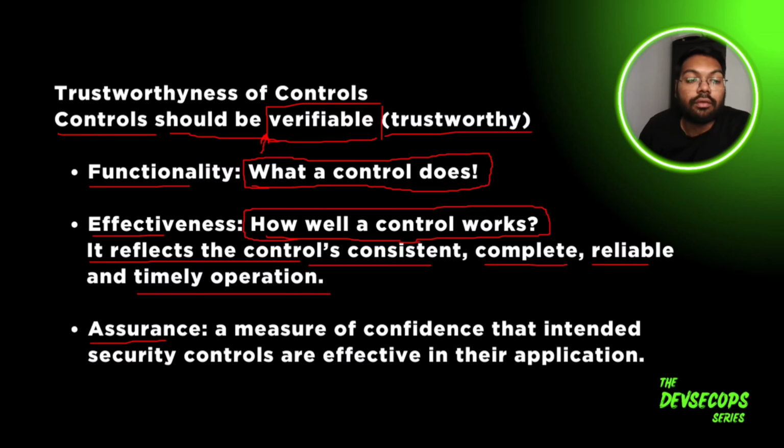Then what is the assurance of this firewall or this control that we are applying? Assurance is a measure of confidence. Okay, how reliable it is. Confidence that intended security controls are effective in their application. So let's say some firewall is there and it is not able to block a particular range of IPs. Then is it effective? Is it assured that if some attackers launch an attack from these particular IP addresses, then our firewall will stop it or minimize the risk of this particular attack? Okay, so that is what assurance is.